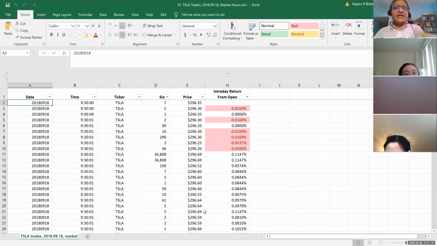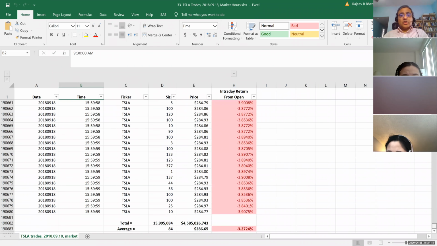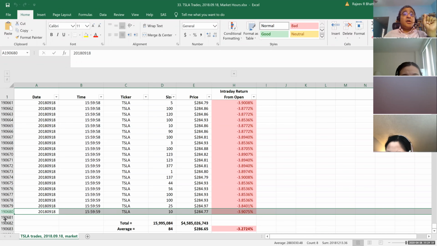All right. So what is this data set? This talks about all the trades that happened on Tesla stock on that particular day, 2018, 0918, from the time the market opened at 9:30 all the way until the market closed at 4 p.m. The total number of trades on this day was 190,679 trades on Tesla equity. So very highly traded security.